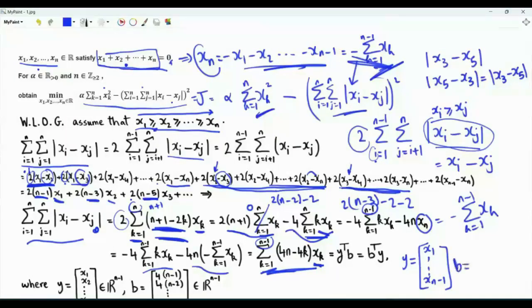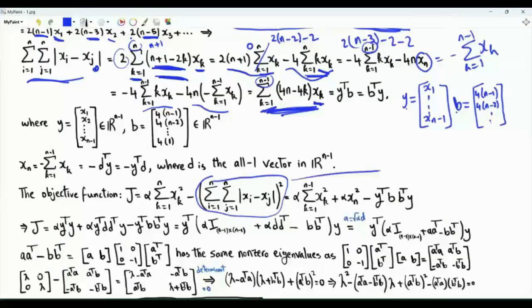Vector b is a vector with n minus 1 components, and its first element is 4 times n minus 1, its second element is 4 times n minus 2, and so on. The dot product of these two vectors, which can be written as y transpose b or b transpose y, is this summation here, which is the double sum that appears in the objective function. Thus, this term here can be written as y transpose b squared, or y transpose b times b transpose y, like this.